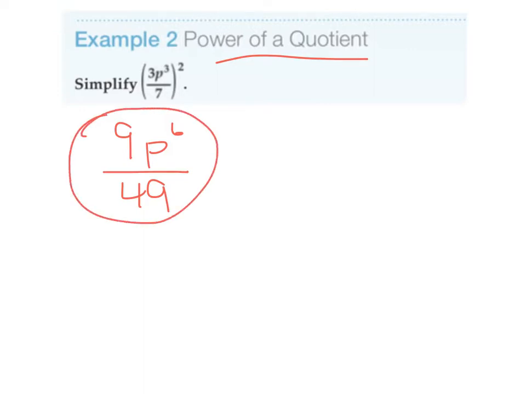Let me repeat how this is done. It would be 3 times 3, and then p would be to the 6th, and then it'd be 7 times 7, and that's how I get to this answer right here.